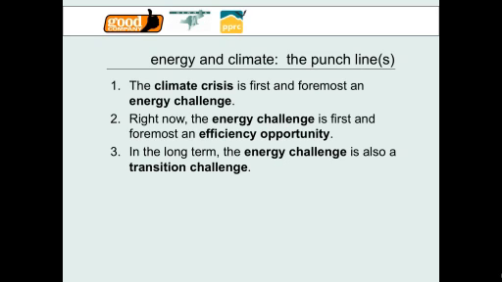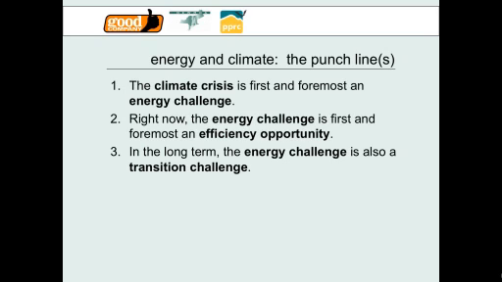And right now, that energy challenge is first and foremost an efficiency opportunity. We have huge opportunities to use the fuels that we use, and just to use energy in general, whatever fuel it may come from originally, dramatically more efficiently. And we're still on the front end of realizing that opportunity.